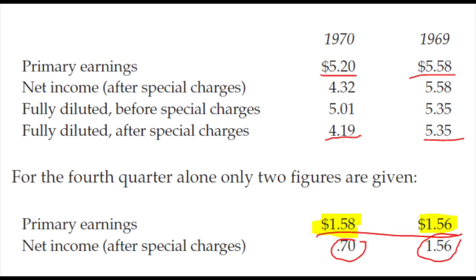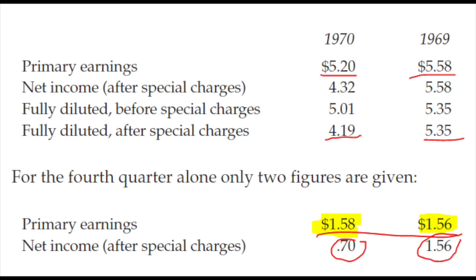But look at what happens when those are adjusted. Something still going on today at even a bigger scale. So primary earnings, but then we have net income per share after special charges. Fully diluted after special charges. So Alcoa had convertible preferred debt, which can be converted into shares, which means new investors will come on board. So reported primary earnings were 520 in 1970, but actual earnings were 419.